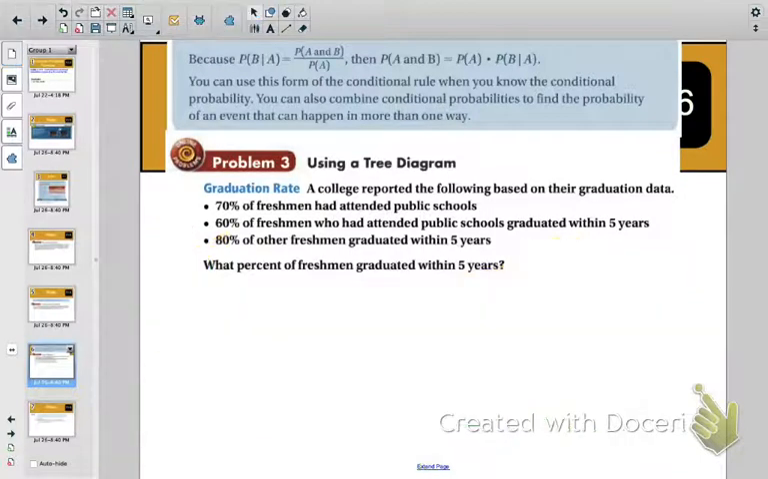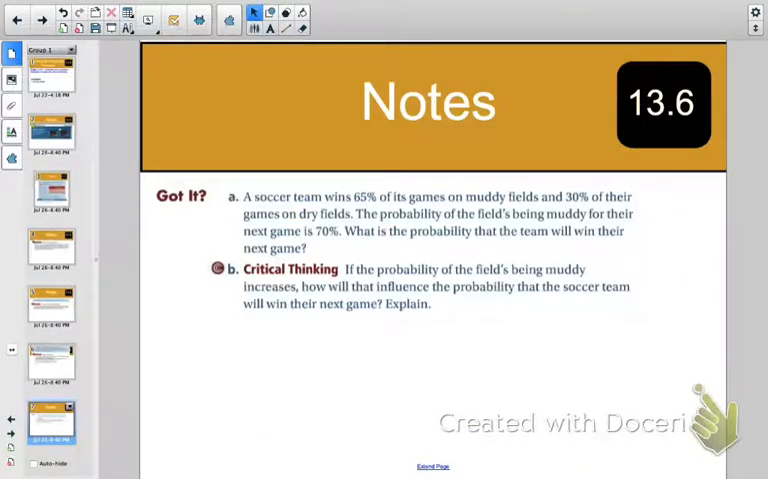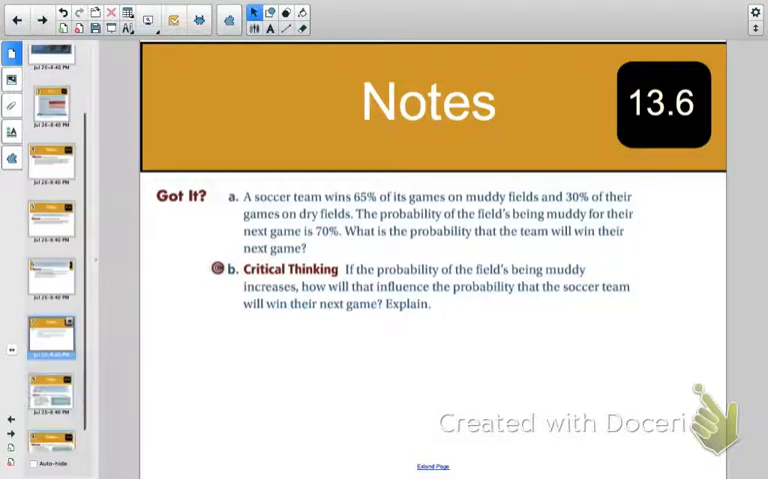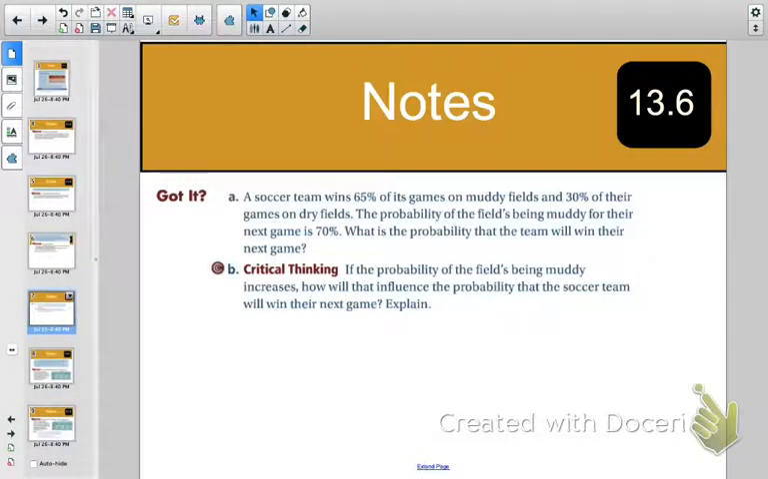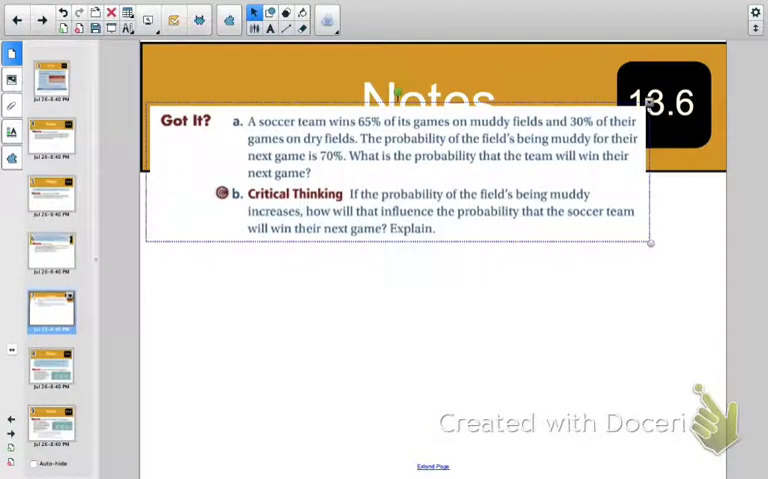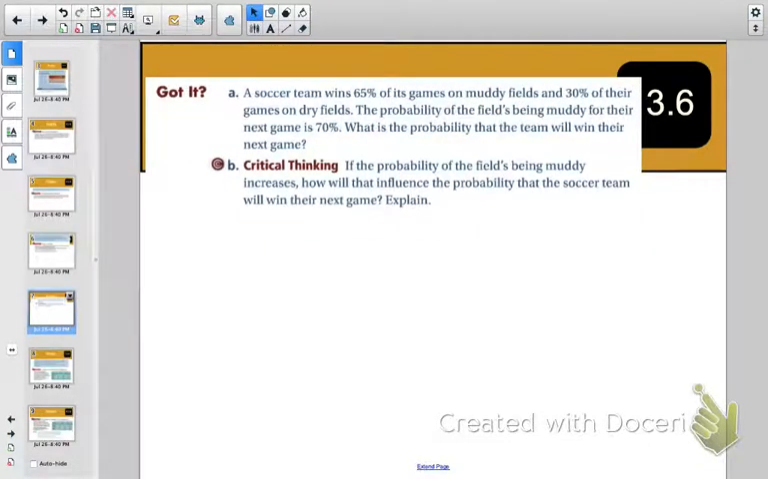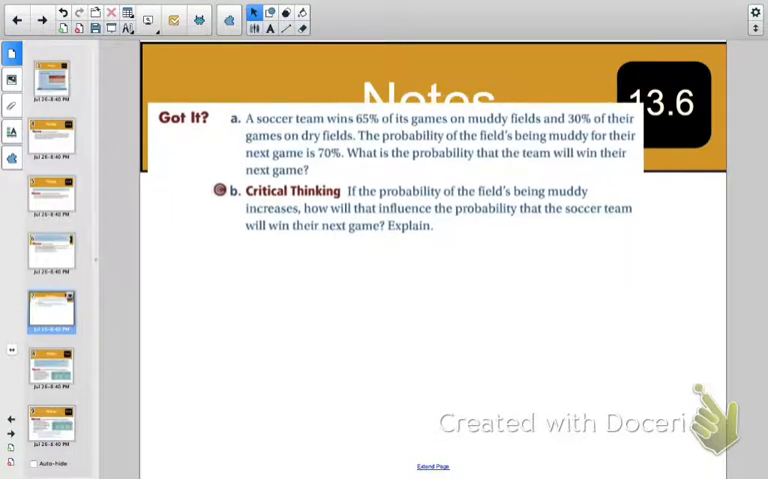Okay, so one option is your tree diagram like that. We can also think of each piece individually, kind of like we did with the rain and the sun. So looking at A here, it says a soccer team wins 65% of its games on muddy fields and 30% of the games on dry fields. The probability the field is going to be muddy for their next game is 70%.